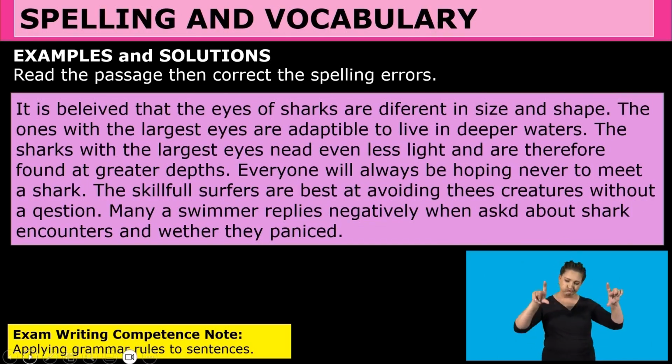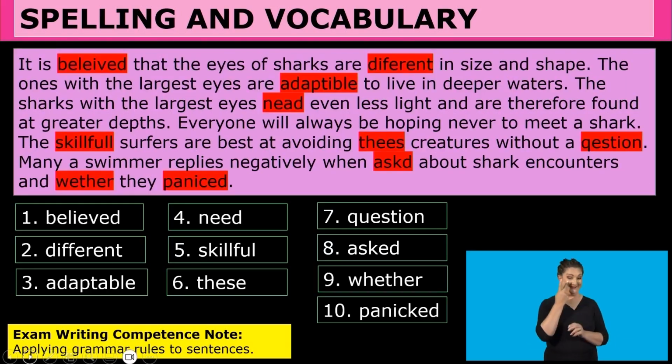Now let's look at a passage where we have to find the spelling errors. It is believed that the eyes of a shark are different in size and shape. The ones with the largest eyes are adaptable to live in deeper waters. The sharks with the largest eyes need even less light and are therefore found at greater depths. Everyone will always be hoping never to meet a shark. The skillful surfers are best at avoiding these creatures without a question. Many a swimmer replies negatively when asked about shark encounters and whether they panicked now. I'm sure you must have identified a few of them. So let's see what happens in our response.